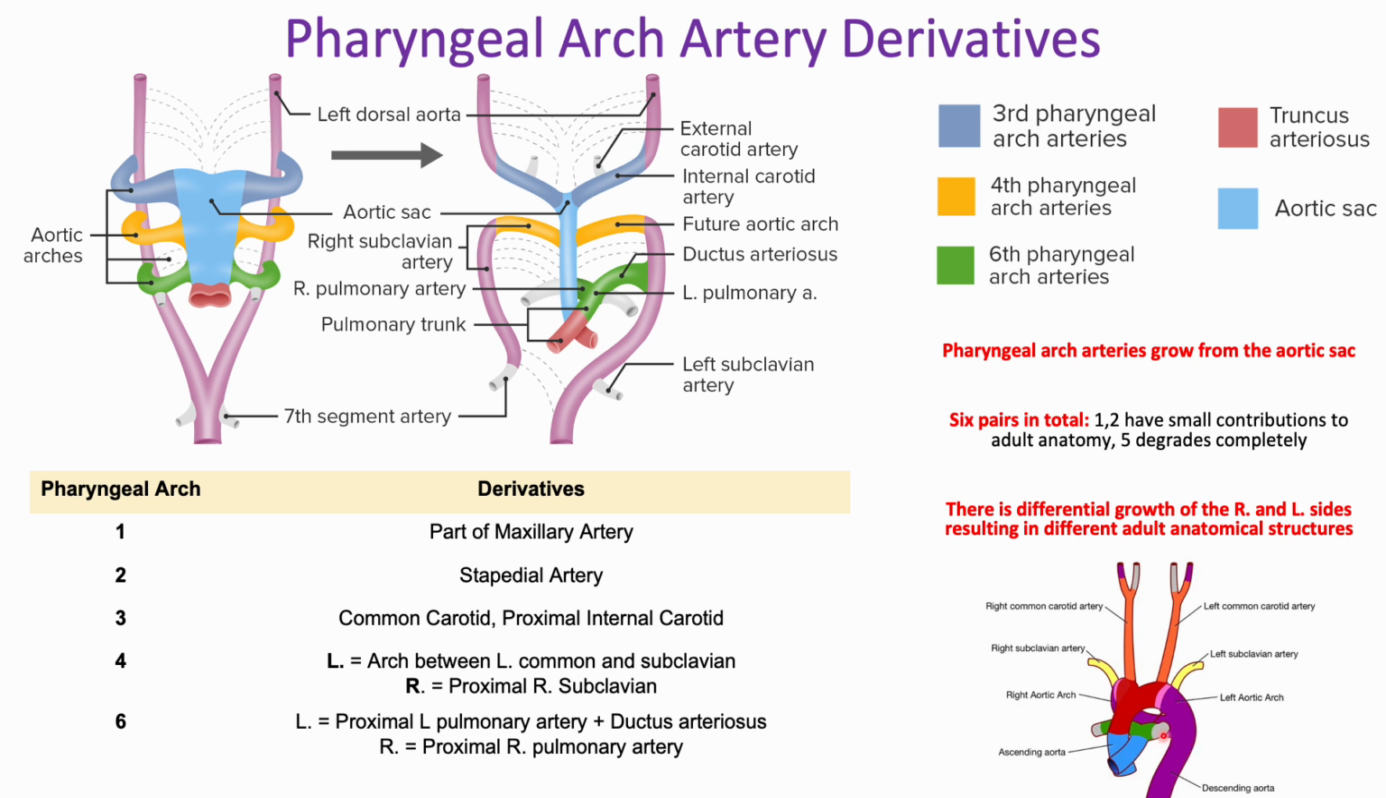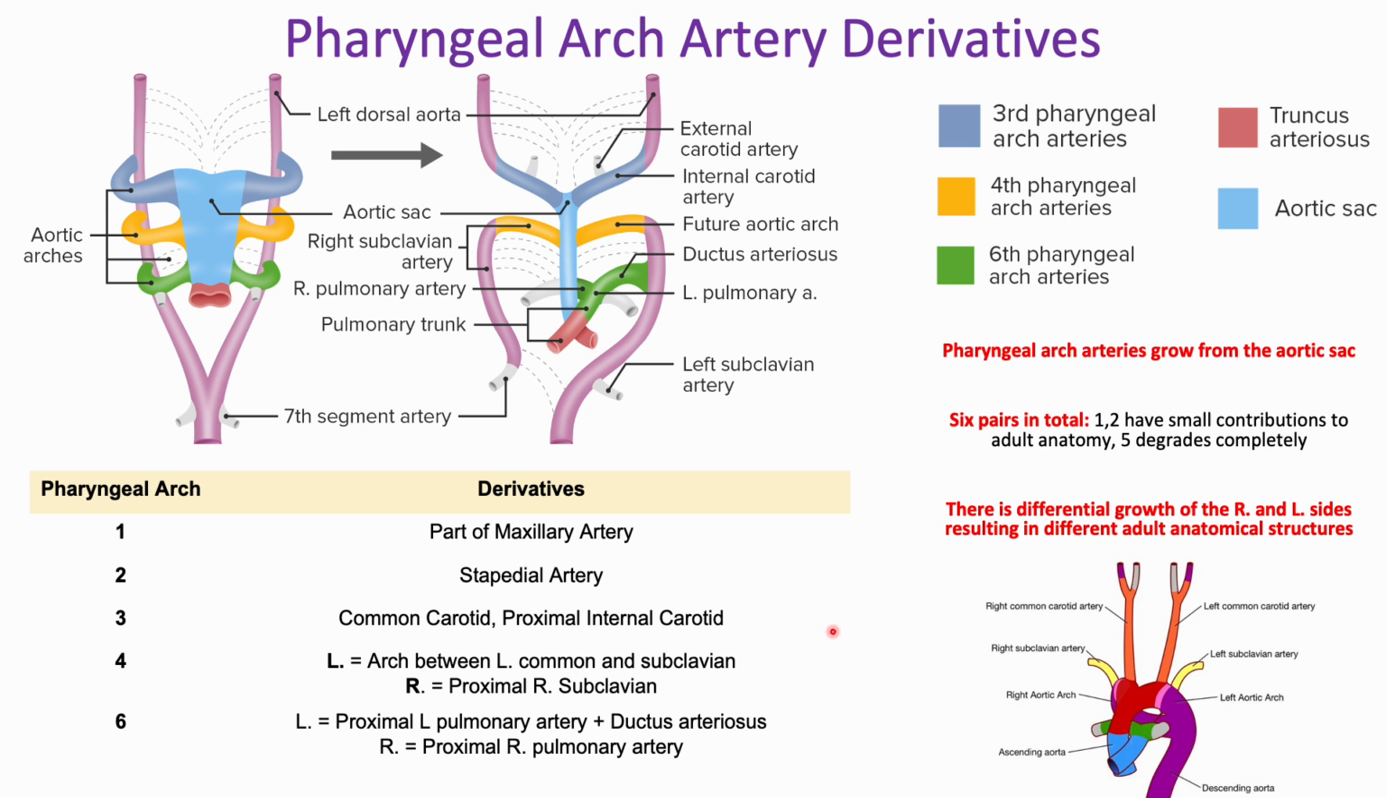This is going to be known as the ductus arteriosus. It's going to be really important for neonatal and fetal blood supply, but this is being derived from the 6th pharyngeal arch. Okay, and then on the right side, we're going to have just that right proximal pulmonary artery.